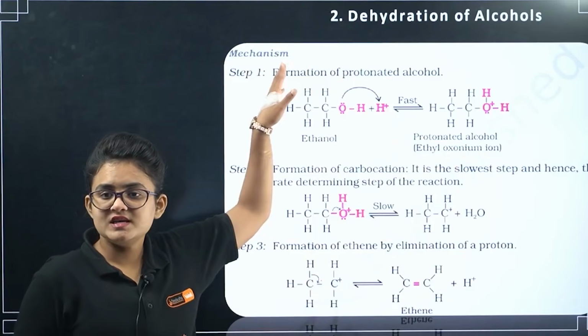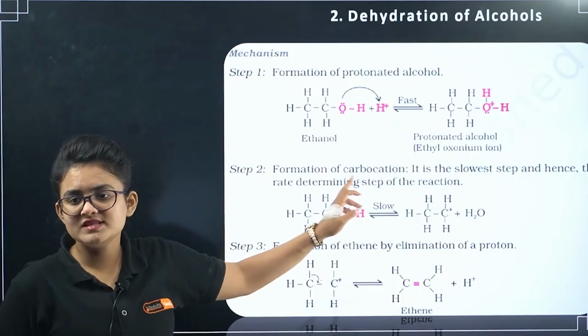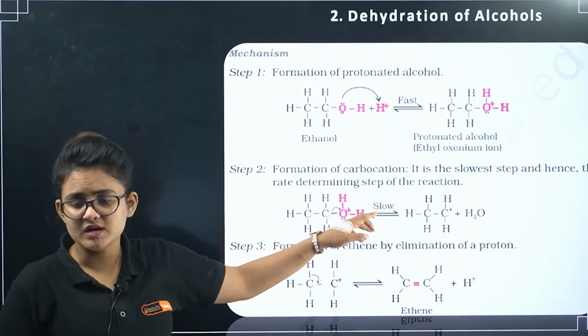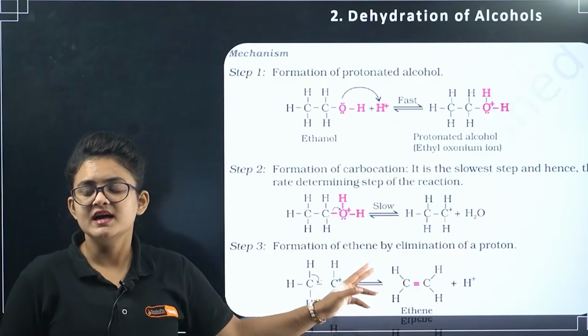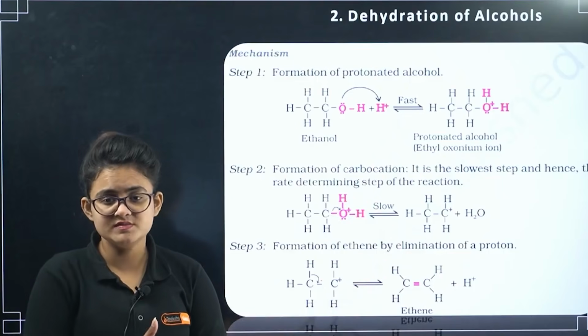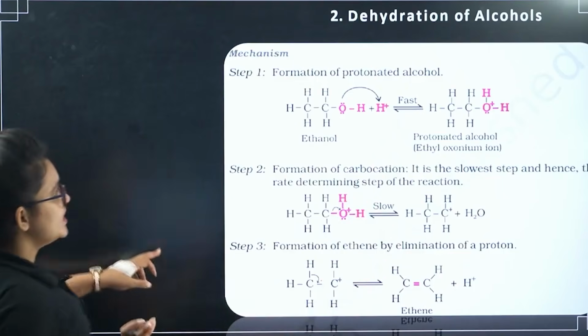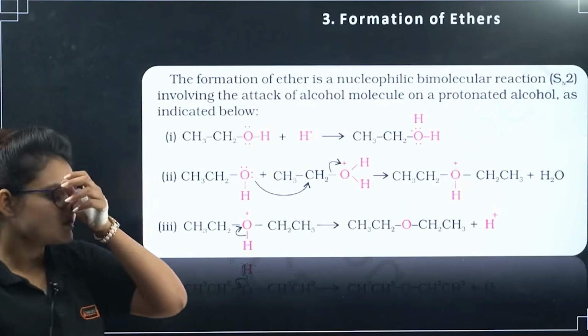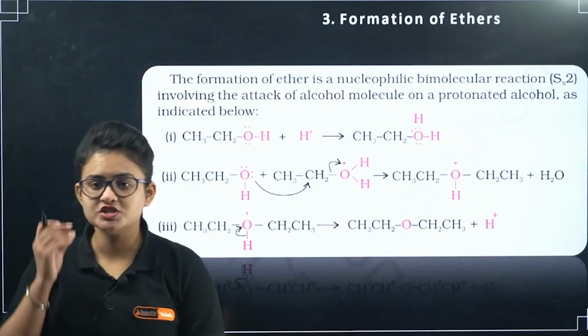So first step is protonation, next step is formation of the carbocation, and the third step is the elimination of a proton to give the system some stability. I guess you understood. Let's proceed further. Here we will proceed with the formation of ether.